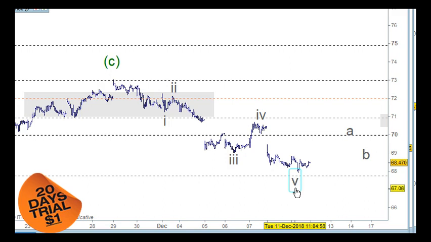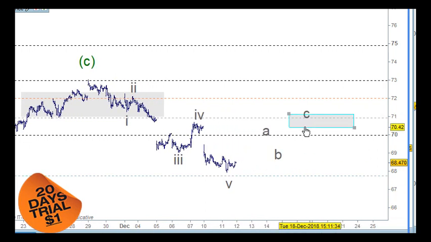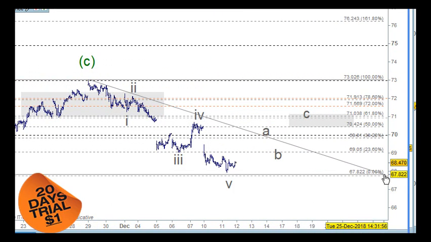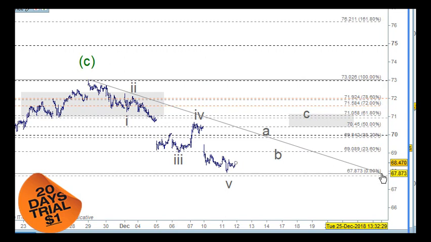I could be wrong and it could just continue to cascade to the downside here, but if we're looking for this ABC pattern here, and if that's right, the index will follow. The index is pulled around by this sector and pretty much by this stock.